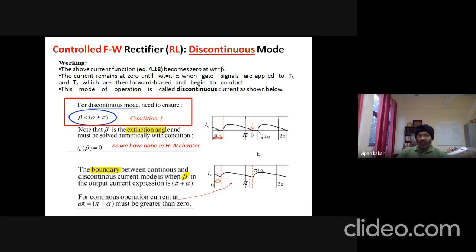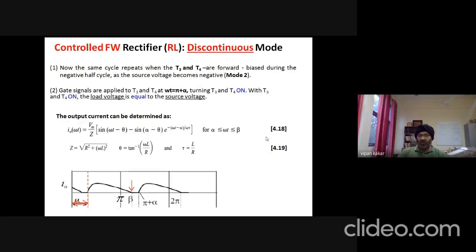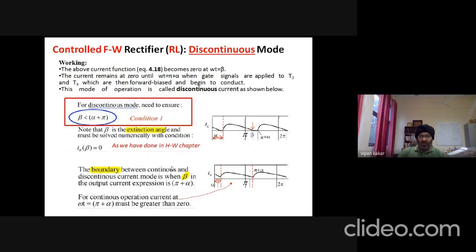So at that time, as we saw in the half-wave rectifier's case, exactly the same, the current is zero, and we can use this expression to find the value of beta, as we saw in the half-wave rectifier's case. So putting the previous equation 4.18 to 0, we get a value of beta. For continuous current mode, the current should not be 0. So this IB should not be 0, or that 4.18 should never be equated to 0. It should always be greater than 0.